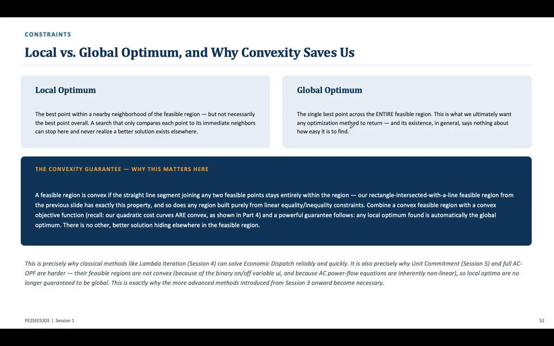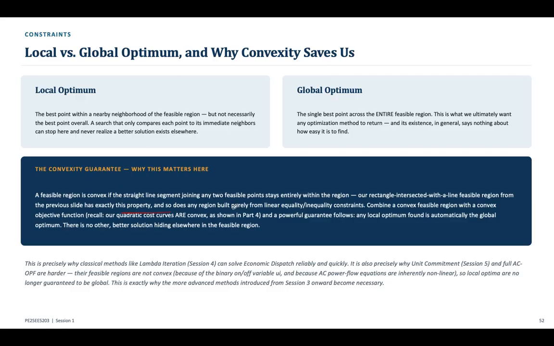The single best point across the entire feasible region is what we ultimately want any optimization method to return, and its existence in general says nothing about how easy it is to find. So convexity guarantees why this matters here. See, a feasible region is convex if the straight line segment joining any two feasible points stays entirely within the region. The rectangle intersected with a line, the feasible region from the previous slides, has exactly this property, right?